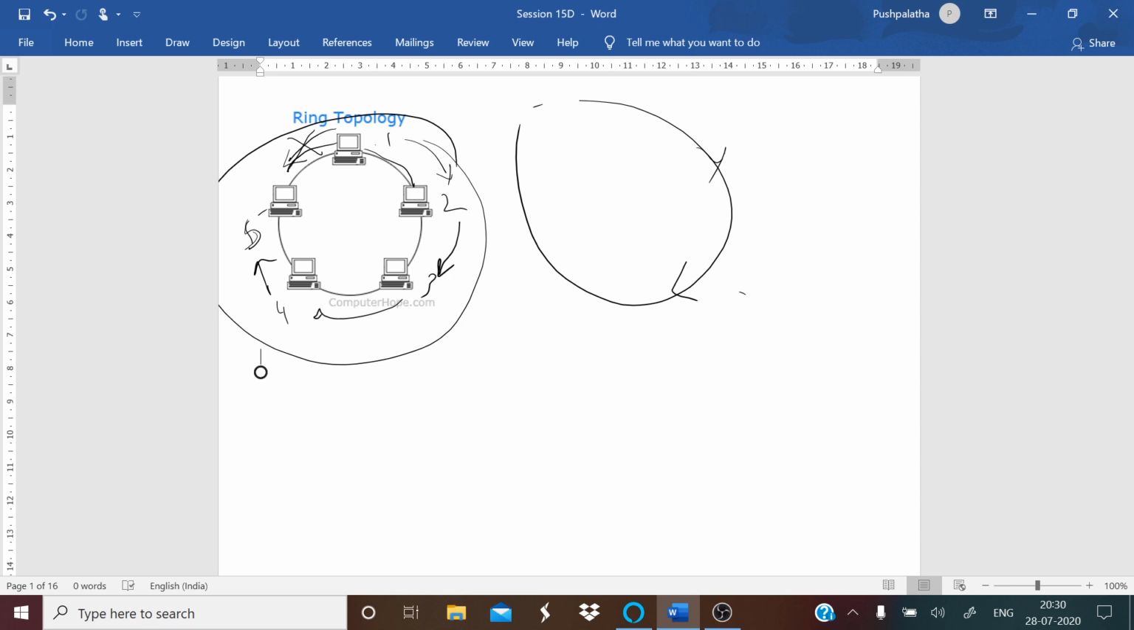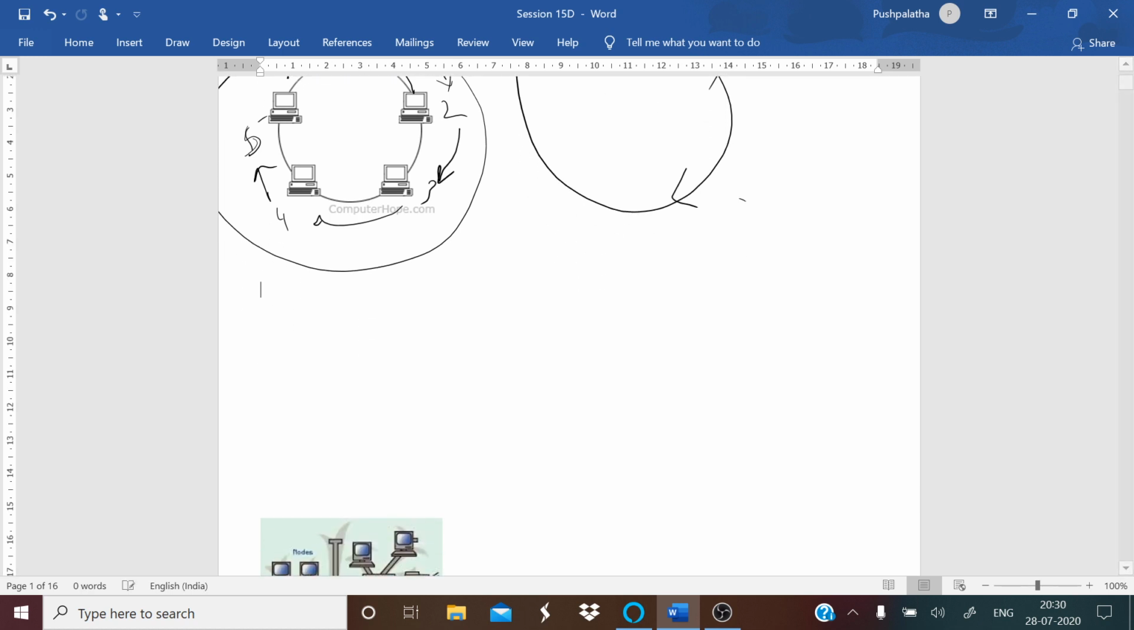So it has to pass from 1 to 5. It cannot go directly from 1 to 5. 1 to 2, 2 to 3, 3 to 4, and 4 to 5. That is why we say it is sent in a single direction, one direction. Okay, so this is about your ring topology.